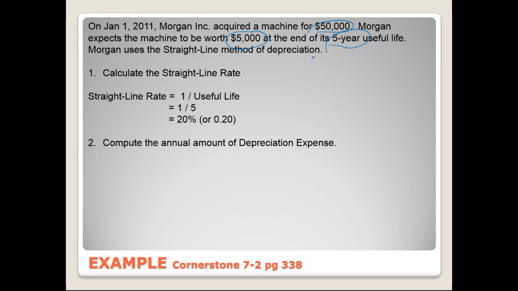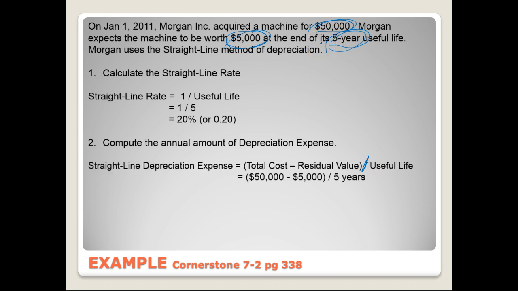Now, can you compute the annual amount of depreciation expense? Well, let's use the formula we saw on the previous slide. The straight line depreciation expense for every year would be the total cost minus residual value divided by the total useful life. What's the total cost? $50,000 minus residual value of $5,000 divided by 5 years of useful life. So that would mean Morgan should expect $9,000 a year of depreciation expense.